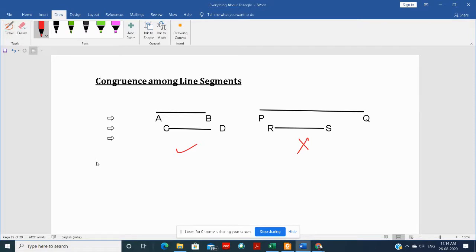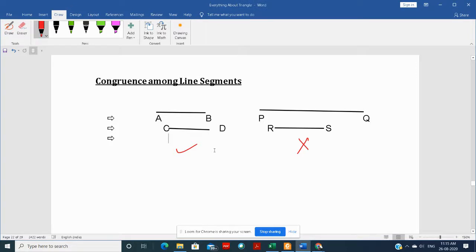Now, the second most important point here is that when two line segments are congruent, they need not be in same condition or in same position. We can place them anywhere or in any plane. For example, if I just rotate this line segment a little bit like this, now are they congruent? Of course they are. Wherever they are positioned, their lengths are same. So they are congruent to each other. That is, AB and CD are congruent to each other.